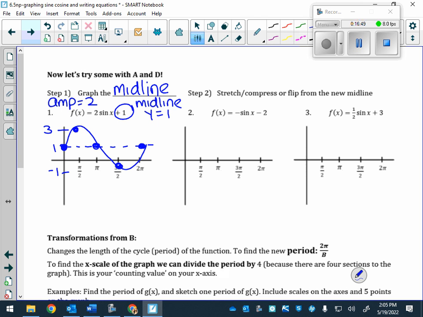And number 2, the last one for today. What's our midline? -2. What is our amplitude? 1. So from -2, add 1. -2 minus 1. Now, where am I starting? -2. Pi over 2 is where? Good. Pi. And 3 pi over 2. And 2 pi.